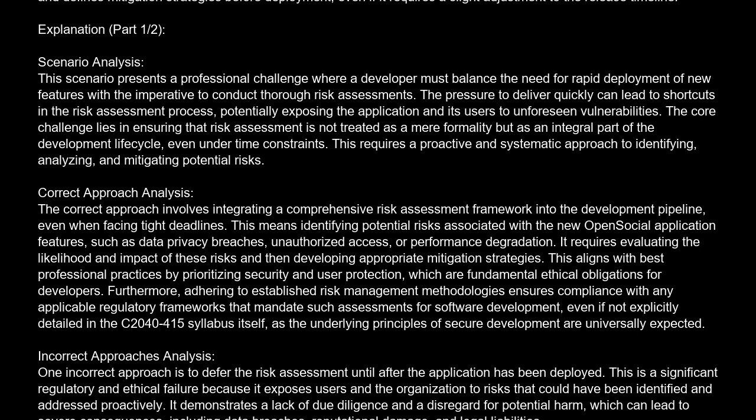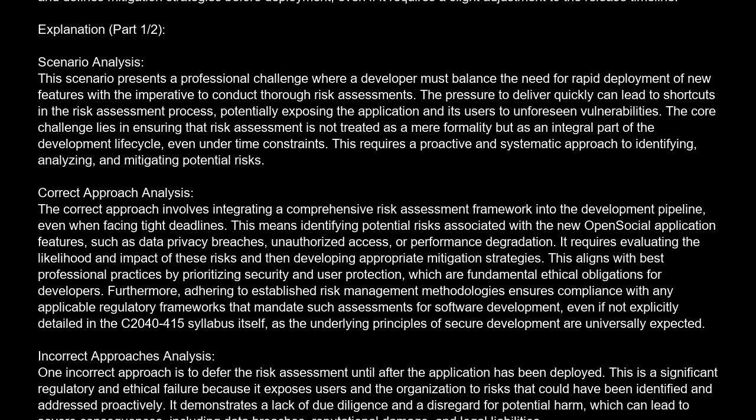The pressure to deliver quickly can lead to shortcuts in the risk assessment process, potentially exposing the application and its users to unforeseen vulnerabilities. The core challenge lies in ensuring that risk assessment is not treated as a mere formality, but as an integral part of the development lifecycle, even under time constraints. This requires a proactive and systematic approach to identifying, analyzing, and mitigating potential risks.